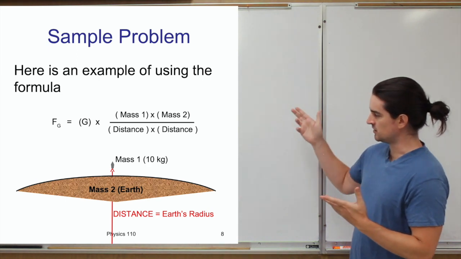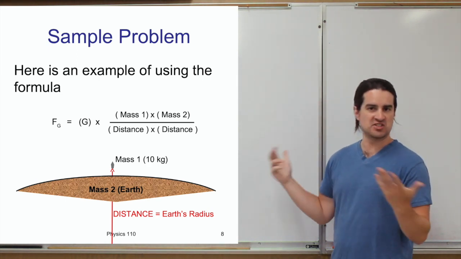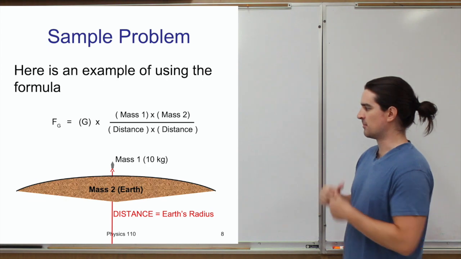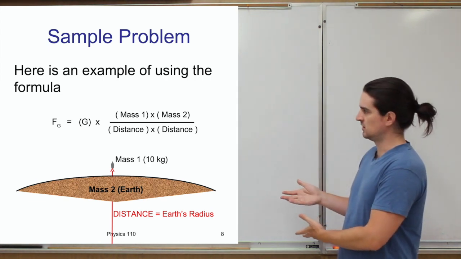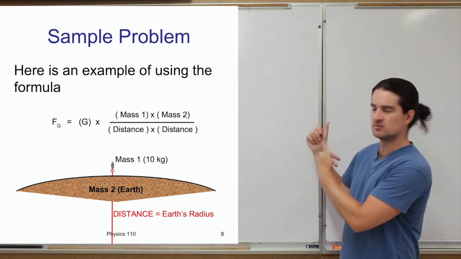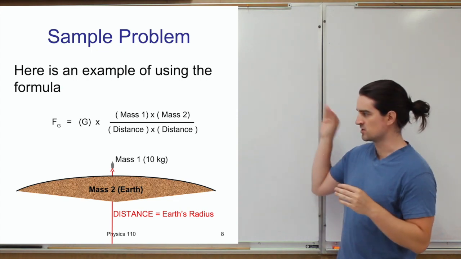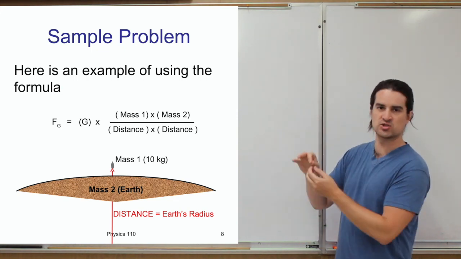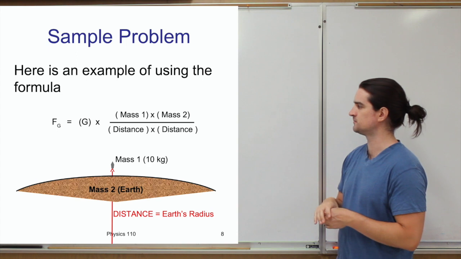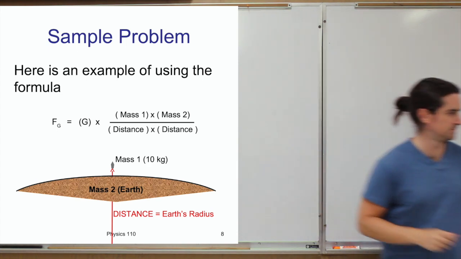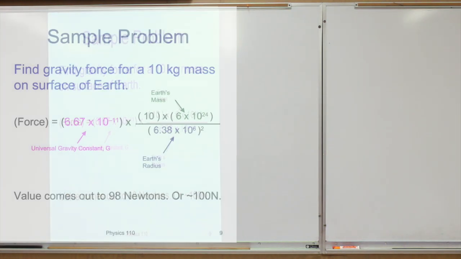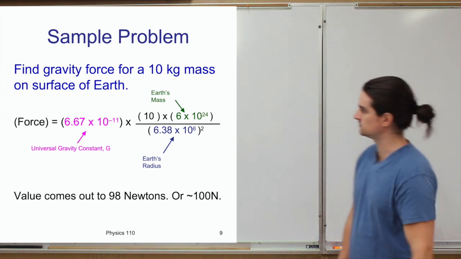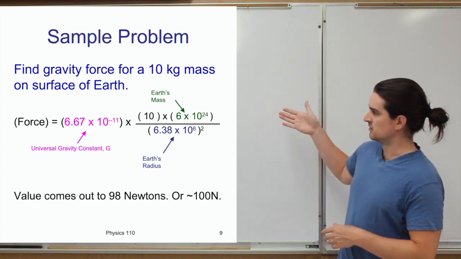Well, we know the mass of the iron is 10 kilograms. I'm going to tell you what the mass of the Earth is. And then we need to know the distance, meaning the distance between the center of the iron and the center of the Earth, so essentially the radius of the Earth. I'm going to tell you that as well. Right? So here you go.